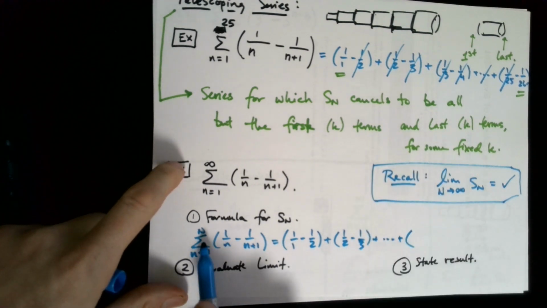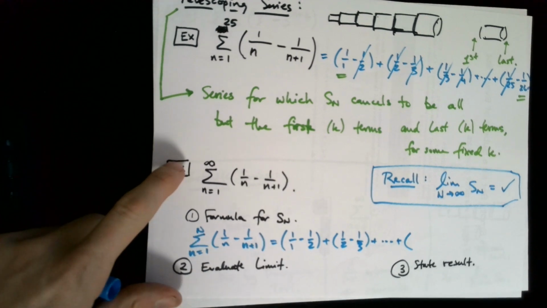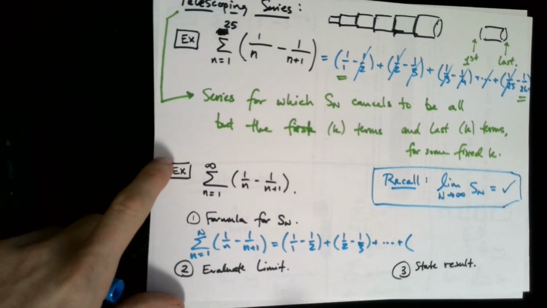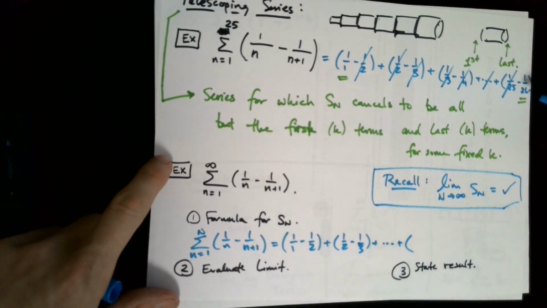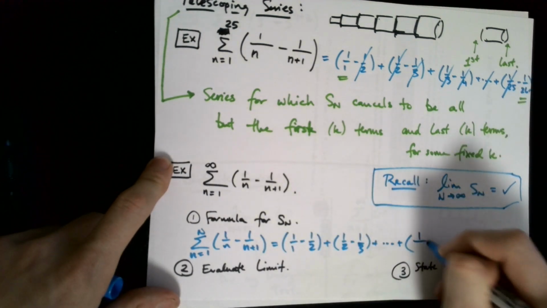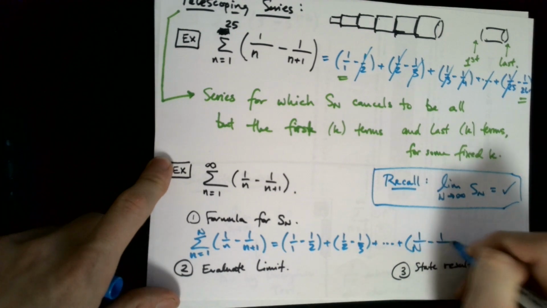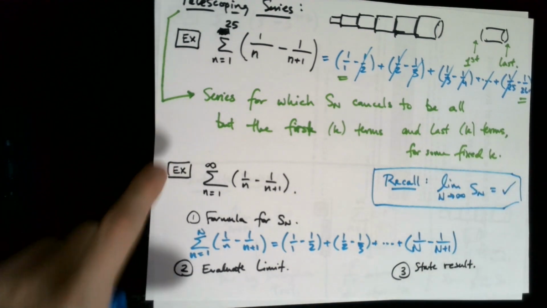Here, though, we're not adding up to 25. We're adding up to capital N, so that we're getting the formula for the sum of the first capital N numbers. So instead of getting 25 here for our ending number, we're going to end at capital N. So we'll get 1 over n minus 1 over n plus 1.